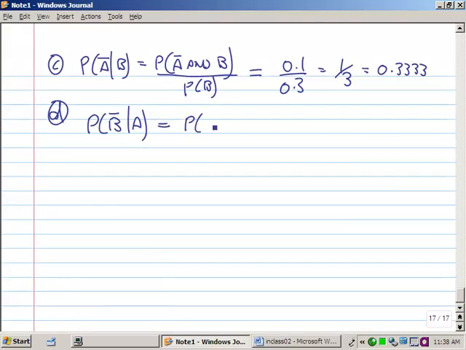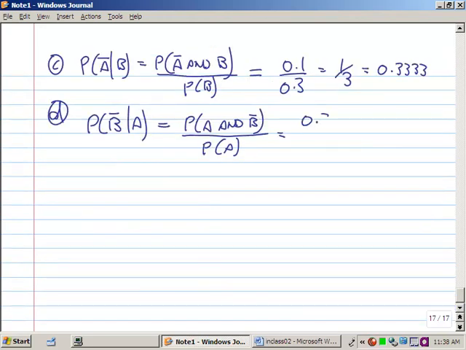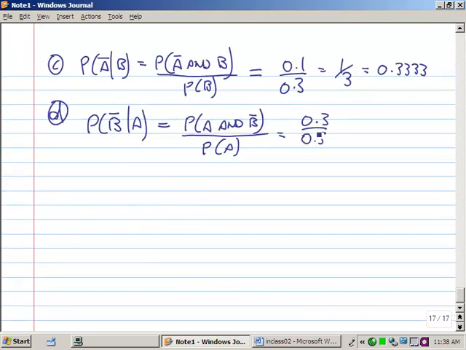Going through the same routine, that'll be the probability of A and B bar divided by the probability of what's conditioned over there, A. So probability of A and B bar is 0.3 divided by the probability of A, 0.5. Alright, so the answer to that is 0.6. And that's that problem.